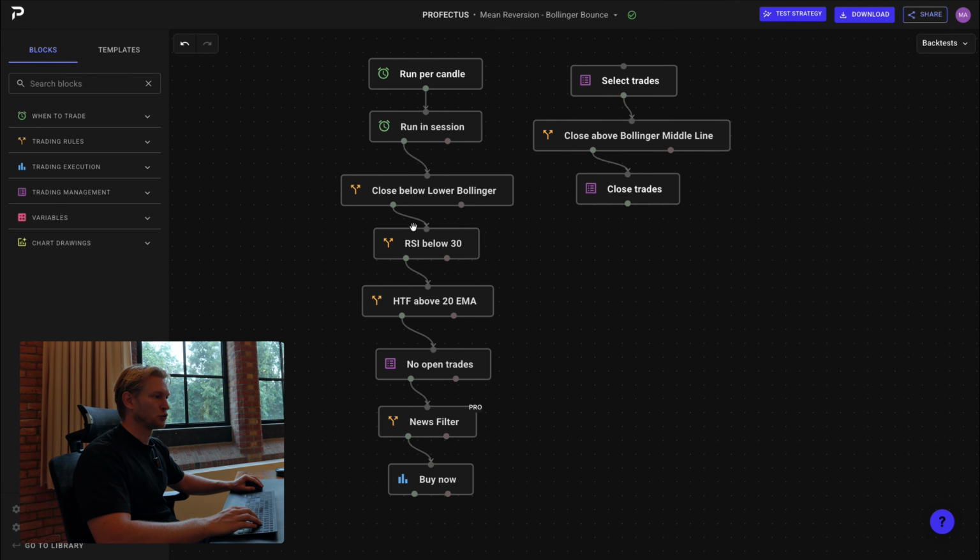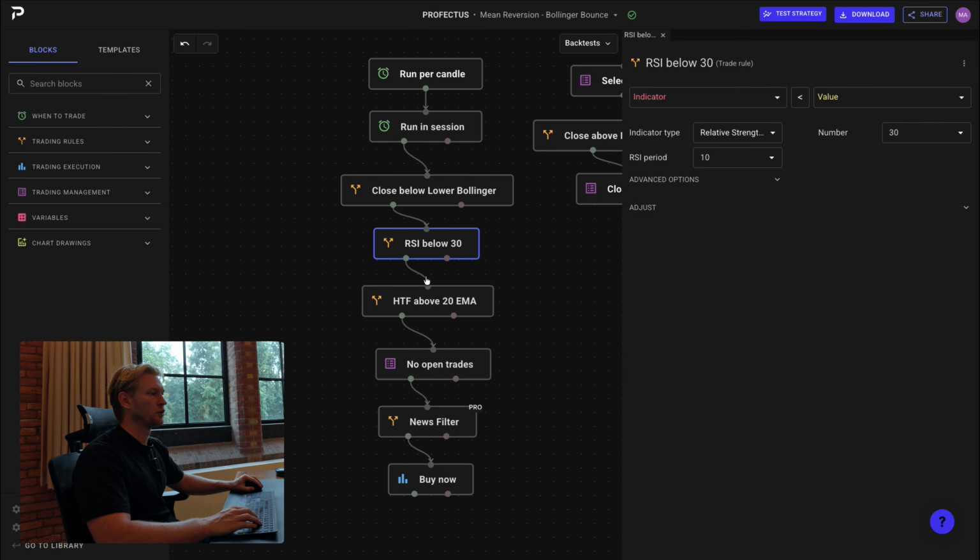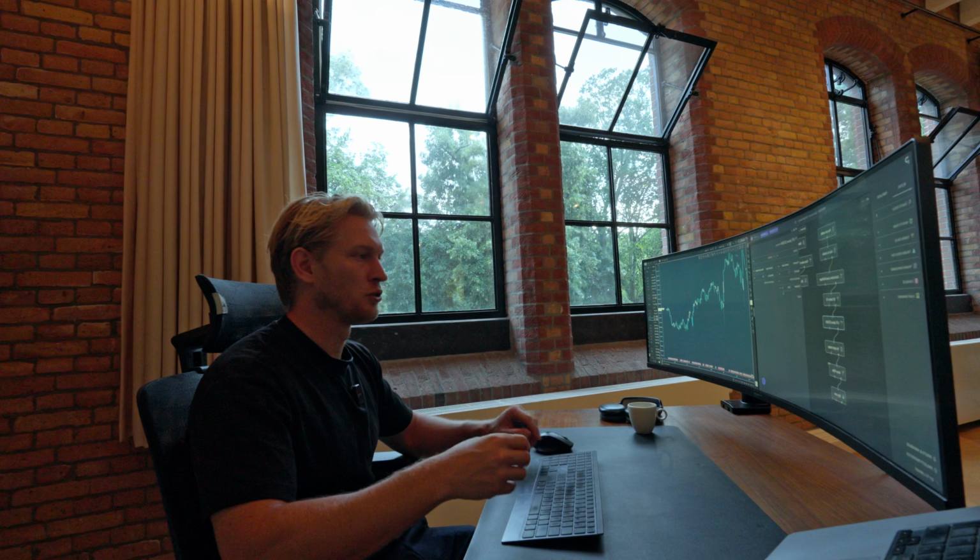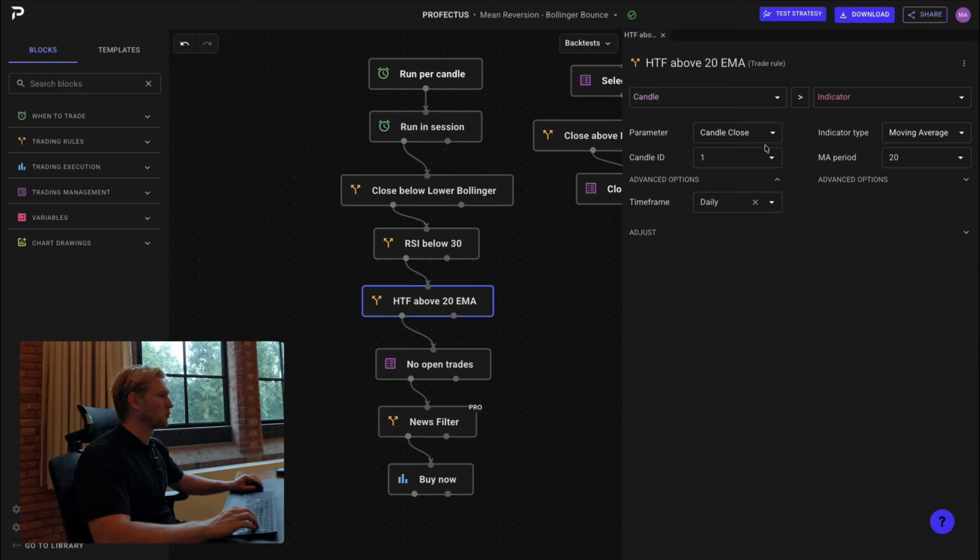If it's both true, this was true and then this is true, then we continue, and then we are checking the higher time frame if it is above the 20 EMA. So the candle close of 1 again, but now the time frame is set at daily, and that's how you do multi-time frame analysis or create a multi-time frame algorithm. We're checking if the candle close is closing above the moving average 20 on the daily time frame again.